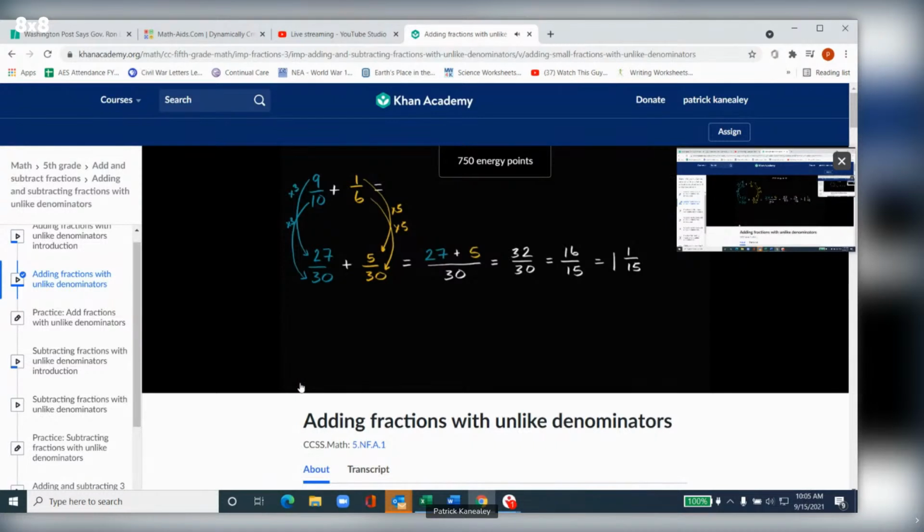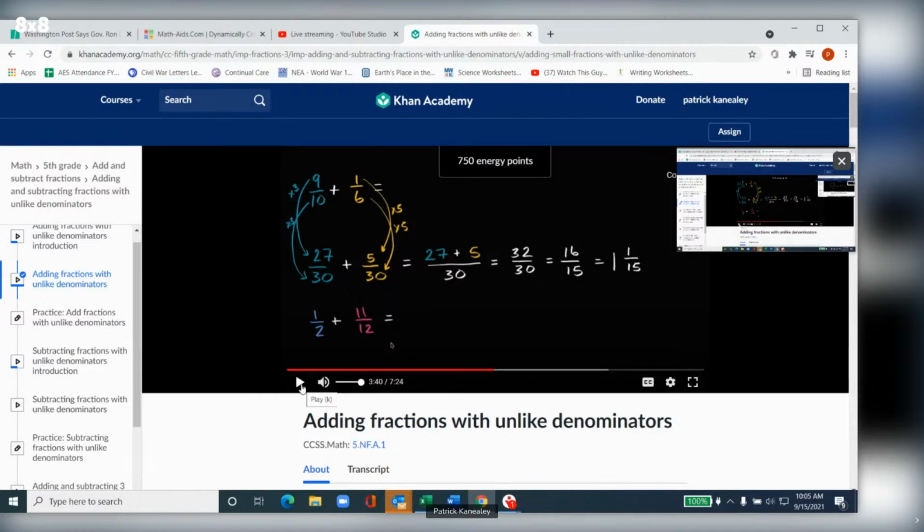Let's say that we wanted to add 1/2 to 11/12. I encourage you to pause the video and see if you can work this out. Okay, in this case, remember I said the smaller denominator, 2, does it go into 12? In this case, it does. We know that 6 times 2 is 12.